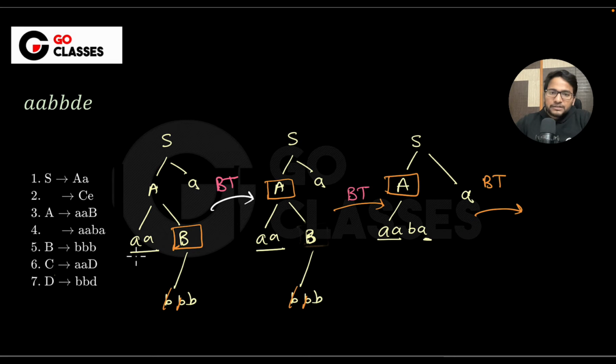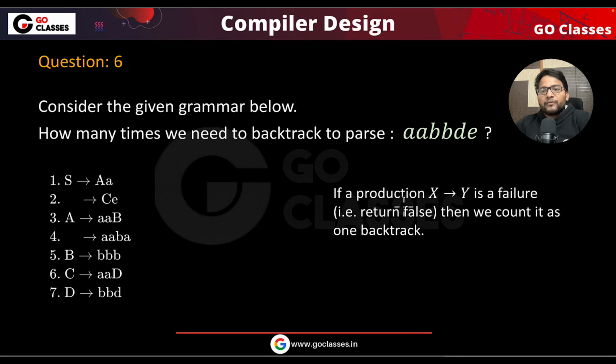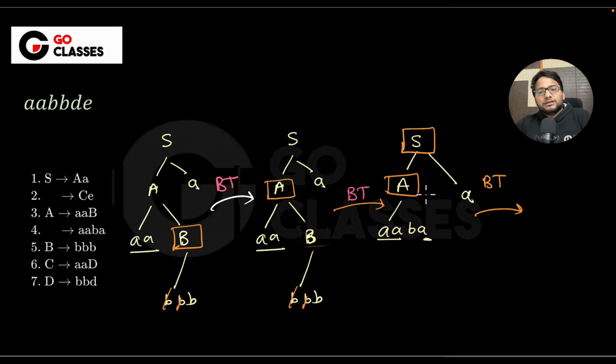So that's why I'm marking whatever is the failed production. Basically the backtrack is defined like this. If a production is a failure, then we count it as one backtrack. So here this A was the failure, that's why there is one backtrack. I'm making a square around it. And then this S is again a failure, because one of the productions of S, which was S gives capital A small a, is again a failure. So that's why I'm marking it with a square bracket, right?